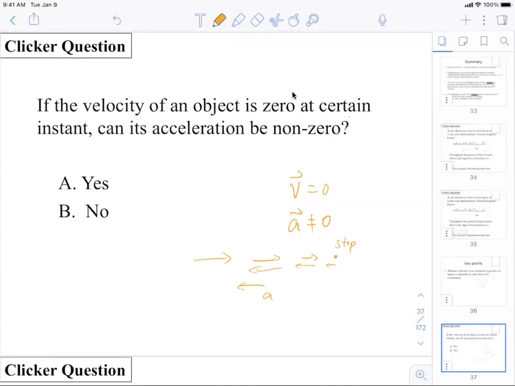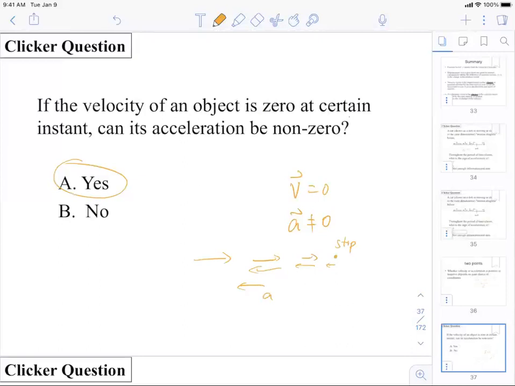Like a car that stops at a stop sign. The car stops, yes, but at that moment your acceleration is also 0, because you come to a complete stop. Does that make sense? The acceleration leading up to that moment is non-zero, but at that moment it's also 0.